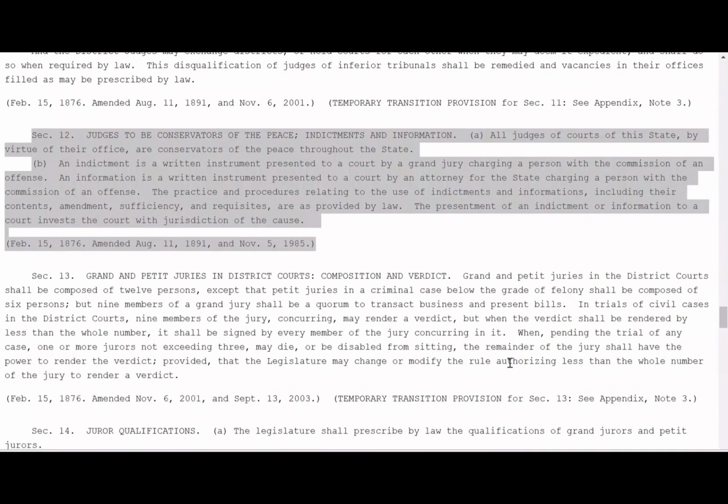An indictment is a written instrument presented to a court by a grand jury charging a person with the commission of an offense. An information is a written instrument presented to a court by an attorney for the state charging a person with the commission of an offense. The practice and procedures relating to the use of indictments and information, including their contents, amendments, sufficiencies, and requisites, are as provided by law. The presentment of an indictment or information to a court invests the court with jurisdiction of the cause. We will be getting into information and indictments later in this video, so please remember that.